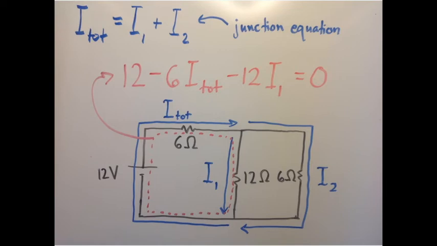A loop is any path around your circuit which begins and ends at the same point. I usually like to start at the battery. And as I follow the loop, which I drew in the red dotted line there, that loop goes through, count them, 3 different circuit elements. It goes through the battery, the 6 ohm resistor, and the 12 ohm resistor.